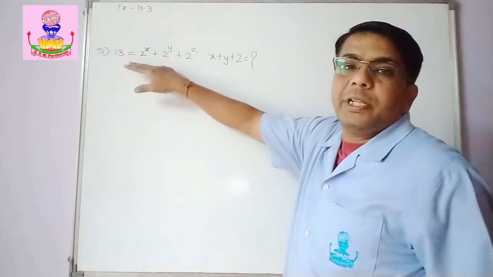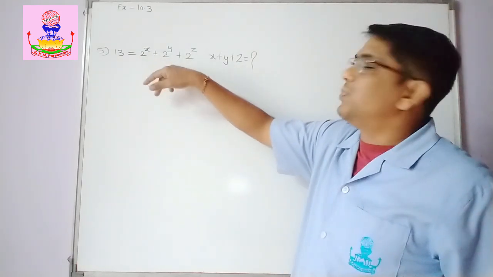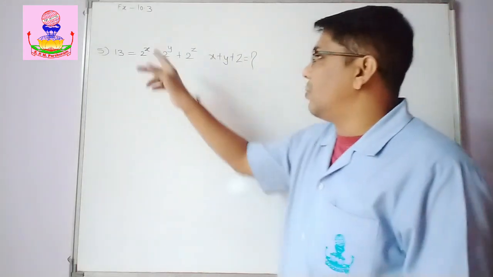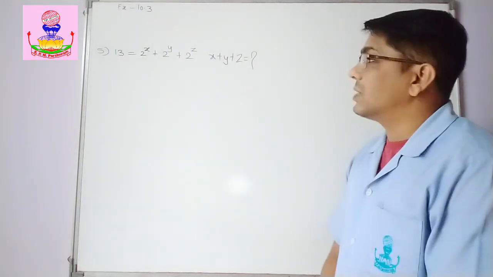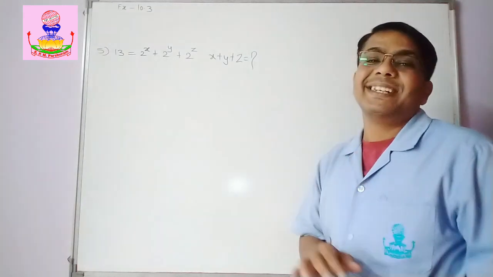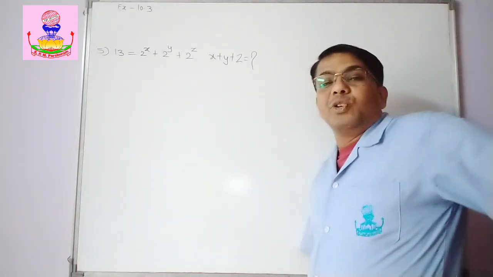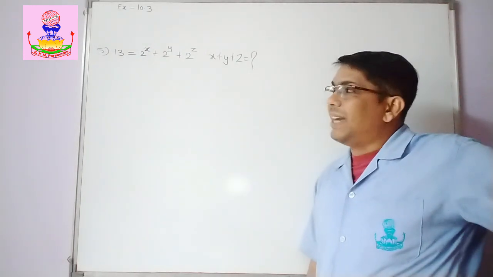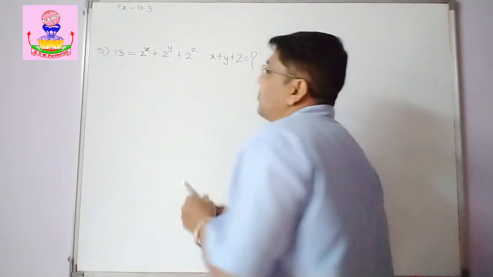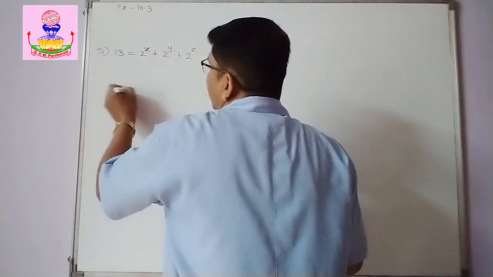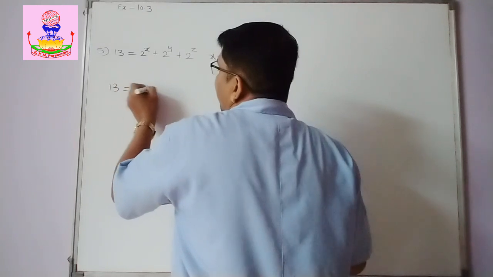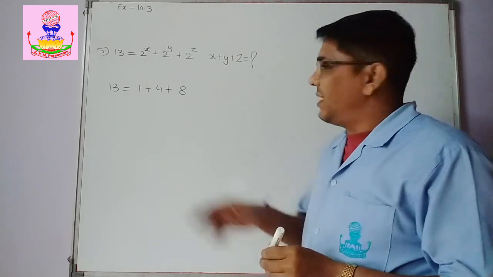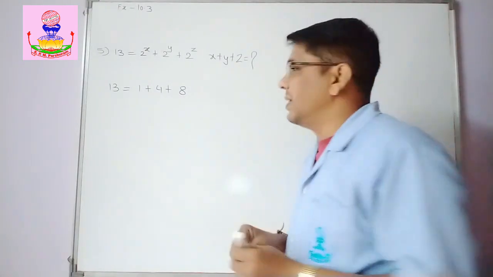Now see, fifth example: 13 is equal to 2 raised to x plus 2 raised to y plus 2 raised to z. You have to find x plus y plus z. For that, first you should know the powers of 2. Now I have to express 13. We know that 2 cube is 8 and 2 raised to 2 is 4. 8 plus 4 is 12 and left is 1. So I will express 13 like this: 13 is equal to 1 plus 4 plus 8. See here, 8 plus 4 is 12, 12 plus 1 is 13.